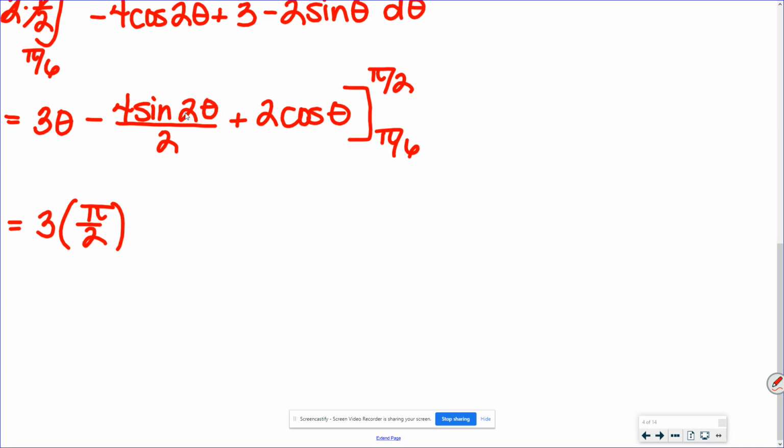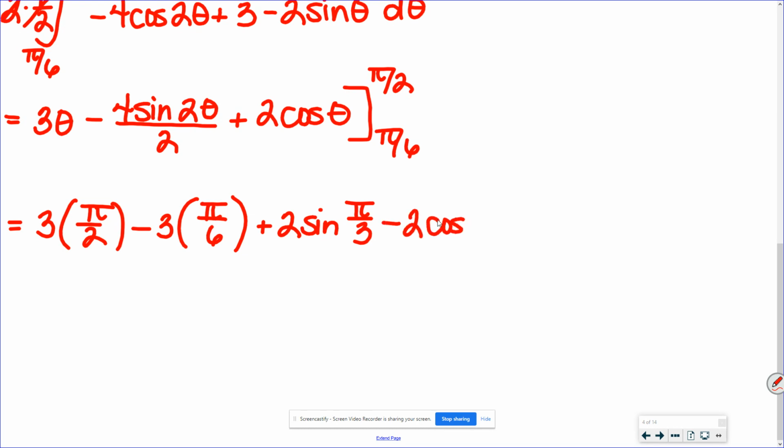If I plug pi by 2 in here, it becomes pi, which, sine of pi, would be 0. Cos of pi by 2 is also 0, so that's gone. Then we go to minus 3 times pi by 6 plus 2 sine of 2 times pi by 6, which is pi by 3, minus 2 cosine of pi by 6. Okay, I think I've got everything there. Solve all this out and you should end up with just pi in the end.